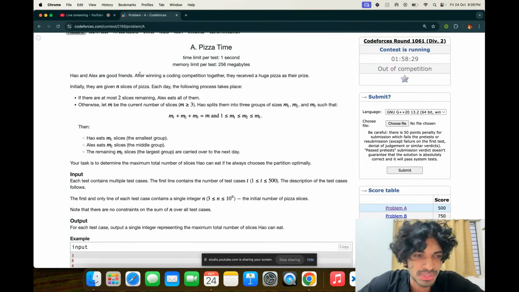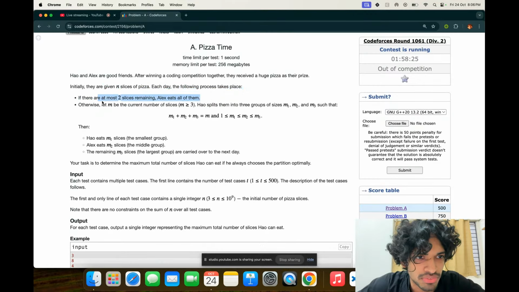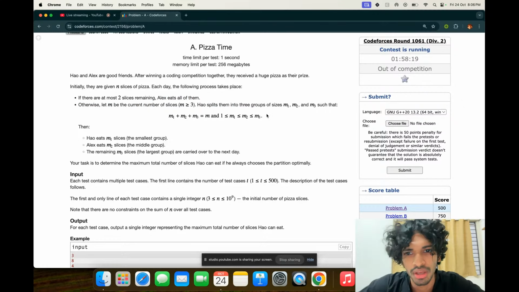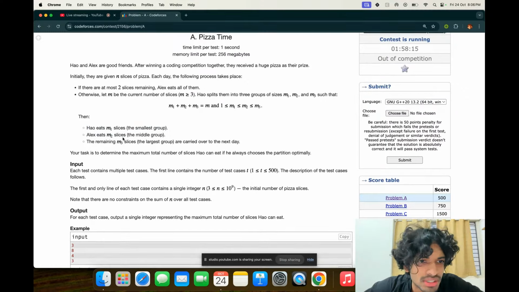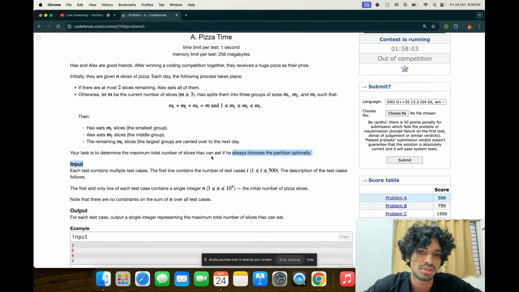They received a huge pizza as their prize. Initially, they're given n slices of pizza each day. The following process takes place. If there are at most 2 slices of pizza, Alex eats all of them. If there are greater than or equal to 3, Howe splits them into 3 groups such that Howe eats the first group, Alex eats the middle group, and the remaining slices are carried over to the next day. Find the maximum number of slices Howe can eat if he chooses the partition optimally.